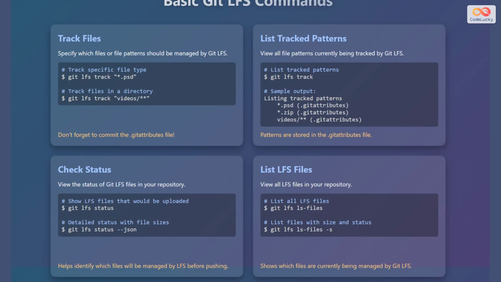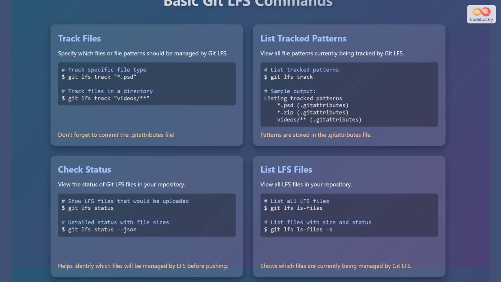Now let's learn about basic Git LFS commands. The first command is git lfs track, which is used to specify which files or file patterns should be managed by Git LFS. For example, to track all Photoshop files, we can use the command git lfs track "*.psd". To track all files in a directory, we can use the command git lfs track "videos/**". Don't forget to commit the .gitattributes file to save the tracking patterns.